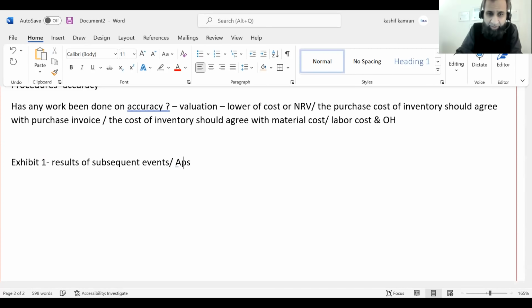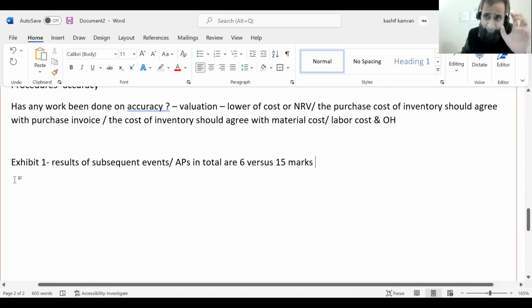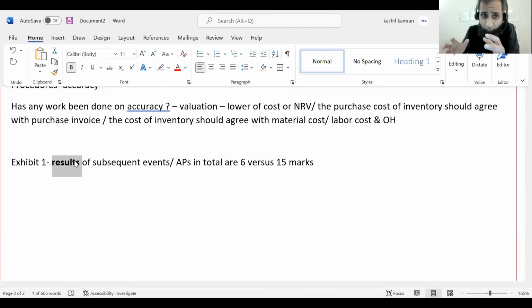The results of subsequent events and analytical procedures in total are 6 versus 15 marks. Now, honestly tell me, 6 versus 15 marks, is that difficult? On average, if I keep 3 marks per result, you can write more on one and less on another. You might even write only on 4 and skip the remaining 2, because you have to reach 15 marks. So you can write on 4 and leave the rest, or write more on some and less on others.